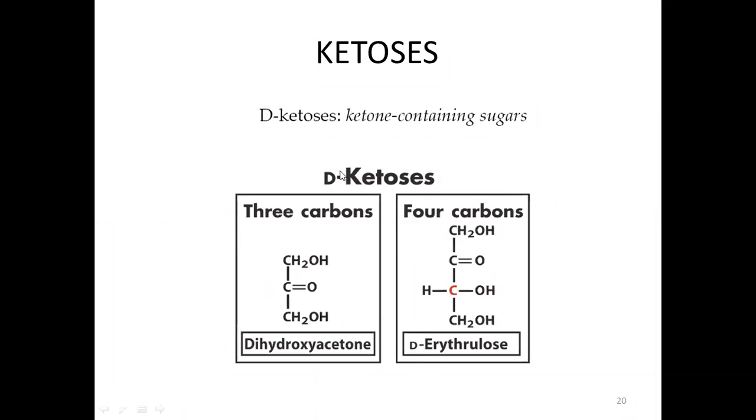From ketose, now we start with the 3-carbon sugar. We add 1 carbon. So when we add 1 carbon atom, we simply copy this CH2OH, the carbonyl bond O, because this is our functional group here, the carbonyl bond O. And then we add CHOH.